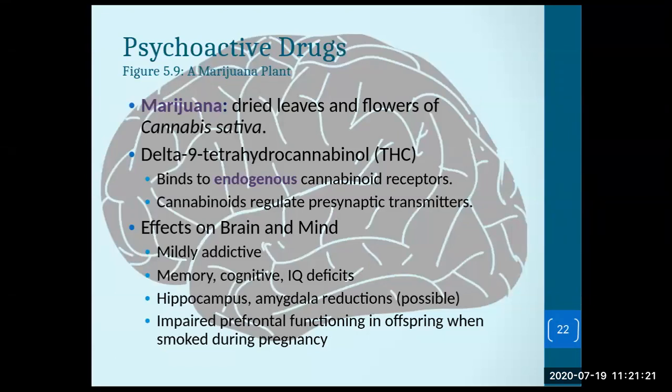What cannabinoids are known to do in the brain is to regulate the presynaptic transmitters, so more or less the flow of neurotransmitters. They're not working so much at receptor levels, but affecting the release of neurotransmitters.